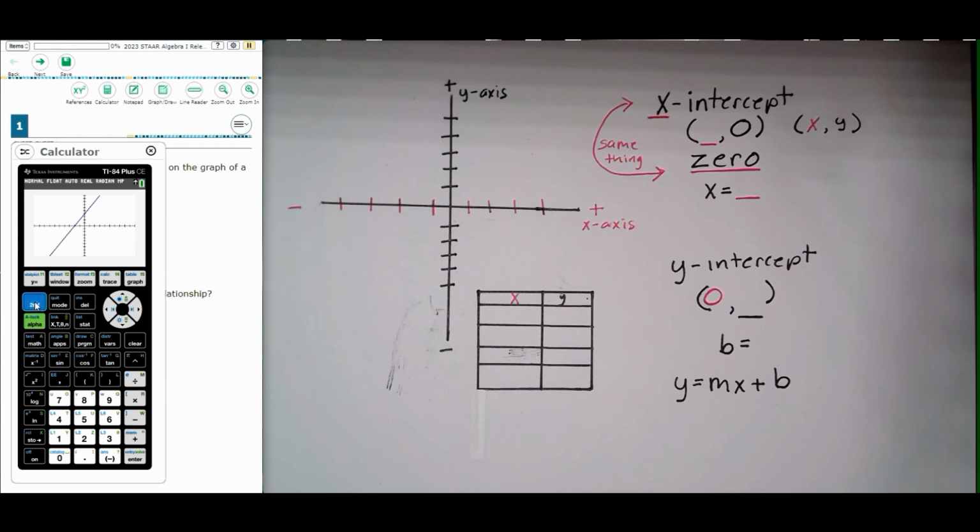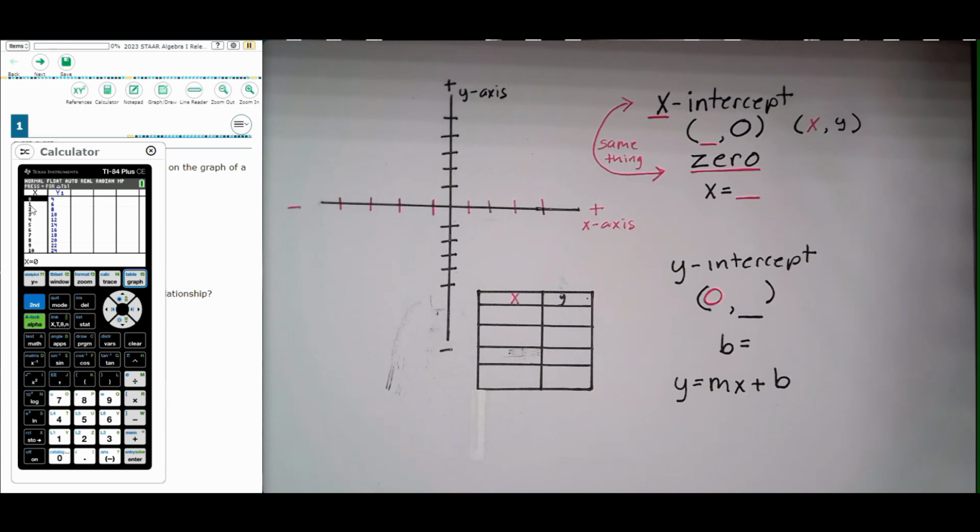I'm going to go ahead and hit second, and then I'm going to hit graph. Notice this pulls up a table here, and as I said, the table is real easy to find the 0. Remember what I said over here, that when we look at the x-intercept, we're looking for when the y value is 0. And when we're looking for the y-intercept, we're looking for when the x value is 0.